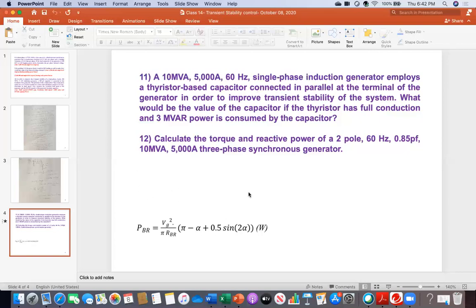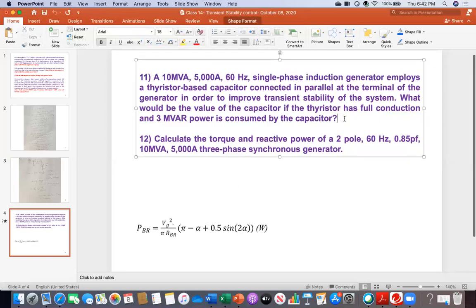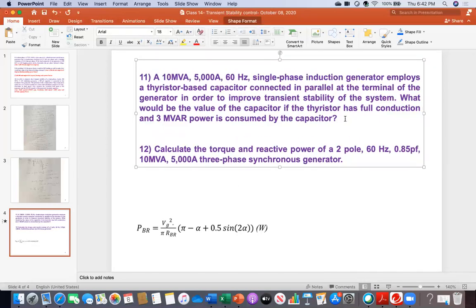Now you keep going. Let me write down the answer for this one. You should be getting 1.667 for XC, and then finally you have to get C, the capacitor value. What would be the value of the capacitor? I got approximately 2 millifarad.